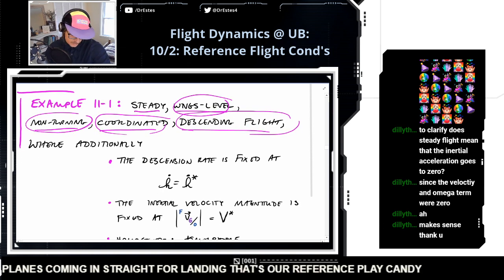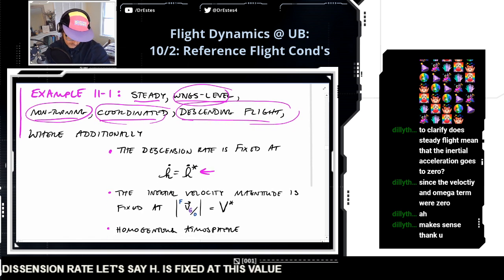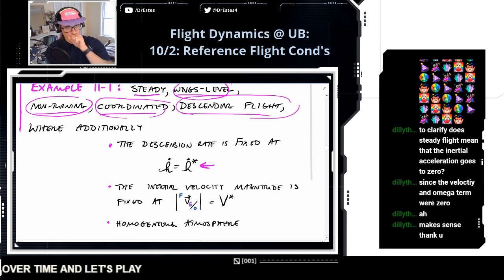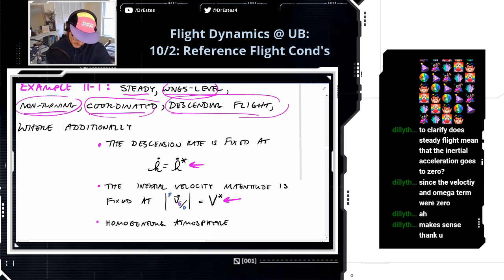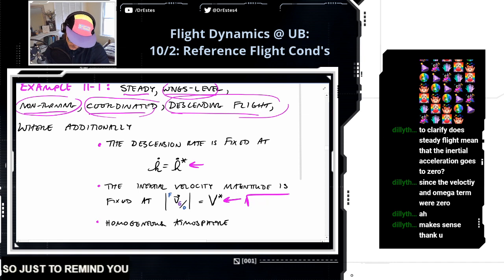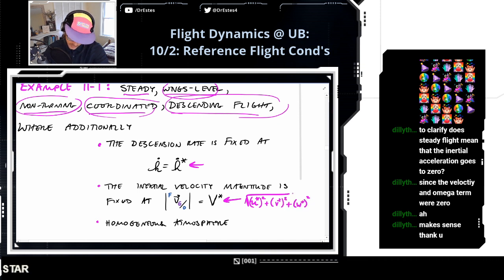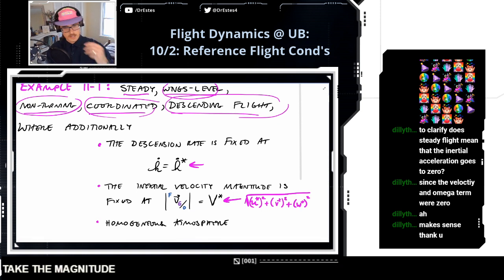That's our reference flight condition. The descent rate, let's say h dot, is fixed at this value. So constant altitude decreasing over time. And let's specify the inertial velocity magnitude as this constant. Just to remind you, this would be equal to the square root of U star squared plus V star squared plus W star squared. So the inertial velocity components projected onto the body frame, if you take the magnitude for this, they have to come out to a constant.